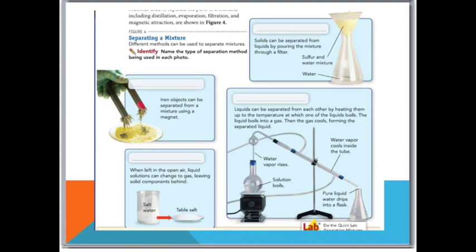Okay, so as we take a look here at these examples, we're going to start here to the left, and this is going to be magnetic attraction. Underneath, we did in class, and this is going to be evaporation. We'll jump up top to the right, and we go through a filter. This is going to be filtration. And our last example here is going to be distillation. So these are 4 examples of how we can separate a mixture.